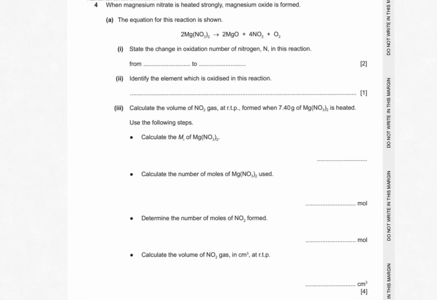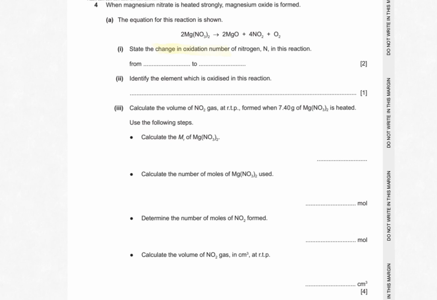So here they say that when magnesium nitrate is heated strongly, magnesium oxide is formed. The equation for this reaction is shown. So 2 magnesium nitrate gives us magnesium oxide plus nitrogen dioxide plus oxygen. They then ask to state the change in oxidation number of nitrogen in this reaction.